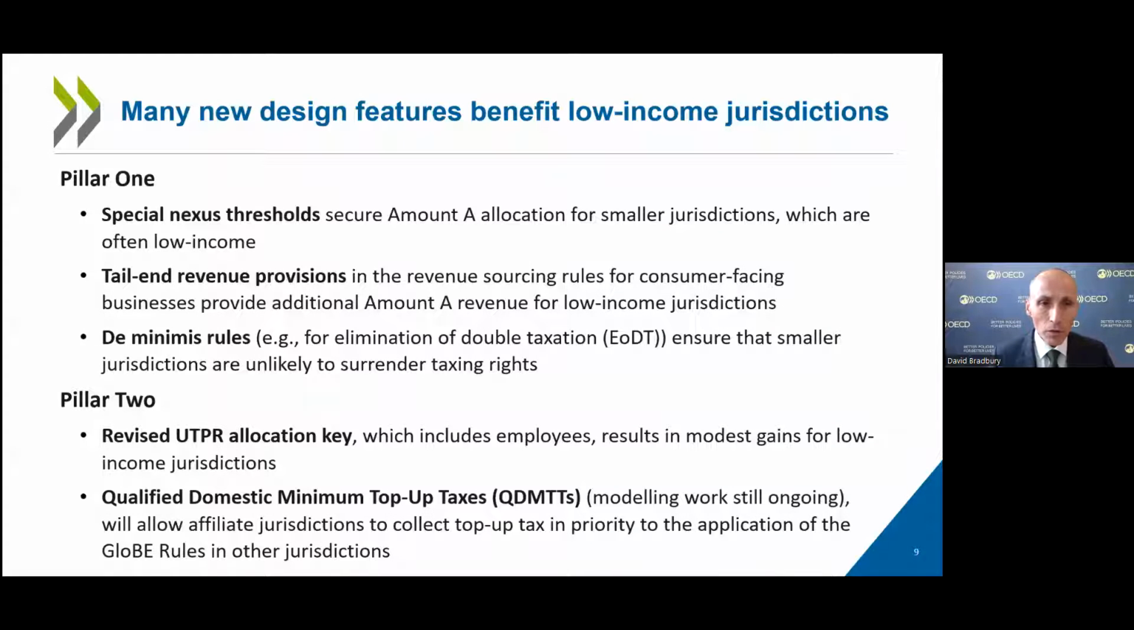Special nexus thresholds, the tail end revenue provisions in the revenue sourcing rules, as well as the de minimis rules, particularly those that relate to the elimination of double taxation. These are specific design elements that have been agreed as part of the ongoing negotiations. And we find that they are all contributing towards improvements in the revenue position of low income jurisdictions. So higher revenue gains as a result of the very effective negotiating that has occurred through this process by many developing countries.